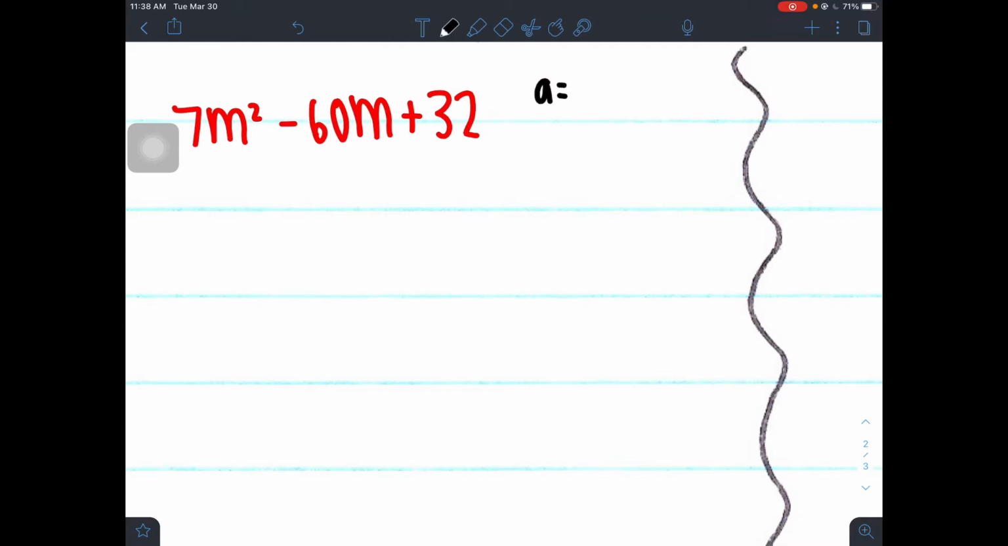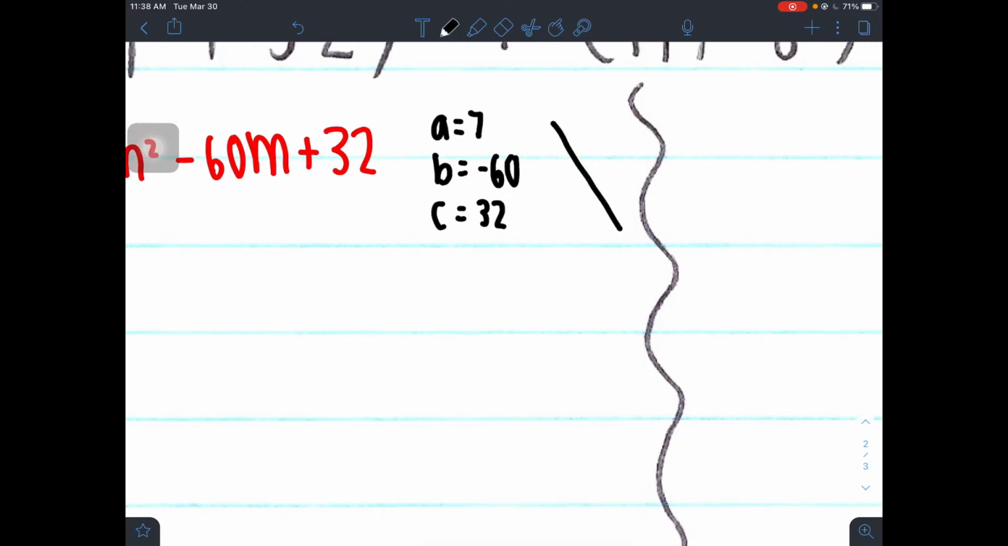Okay, so let's identify A, B, and C. 7 is our A. Our B is negative 60, and our C is positive 32. It looks like we have some very large numbers here, so this one is going to be one where we're going to have to think about the numbers a little bit. Or we can use that calculator trick. Again, if you don't know the calculator trick to find factors really easily, you can go ahead and come see me and I can show you how to do that trick.